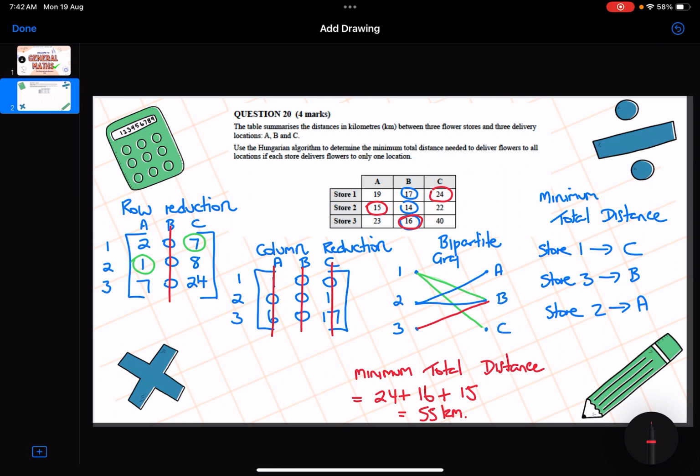Now, when we're allocating the 4 marks for this question, and this is why it's important to show good communication: doing the row reduction, 1 mark. Doing the column reduction, 1 mark. Assigning each of these stores to the correct location, 1 mark. Getting the correct distance of 55, make sure you've got the units, kilometres. That's where the fourth mark is for question 20.